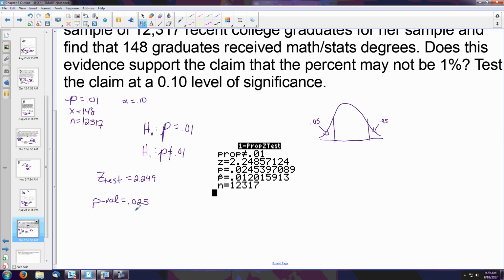You'll notice I always write the p-val because when we're dealing with something like p for population proportion, you don't want to mix those two up. And then look, is 0.025 bigger or smaller than alpha, which is 0.10? So go back to the original here. 0.025 is less than alpha, which means that we have sufficient evidence to reject our null hypothesis.